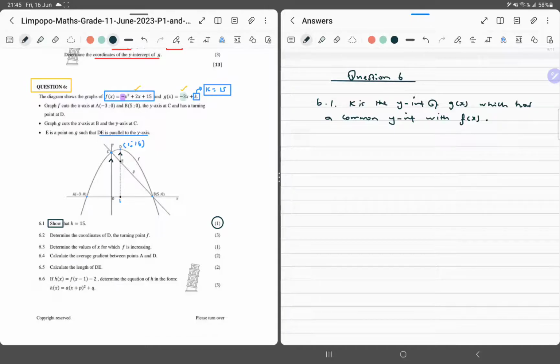Anyway, guys, now this implies what? This implies that K is equal to f of 0, because f of 0 is the y-intercept of our parabola. This is minus 0 squared plus 2 times 0 plus 15. So this is basically 15.